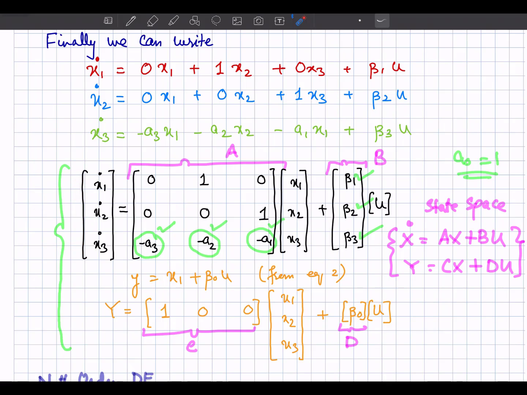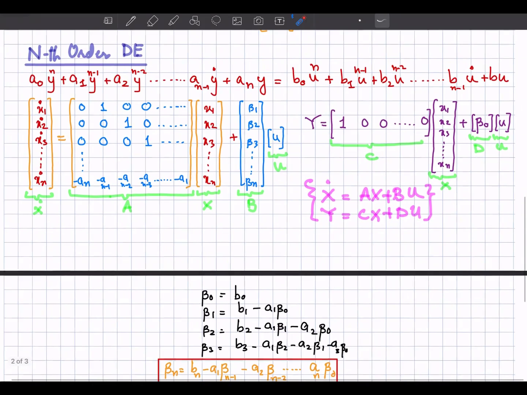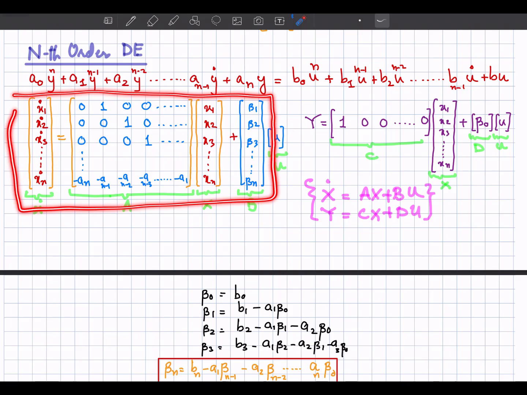So by defining the state variables, we have set all the forcing function derivatives equal to 0, and we have represented the system with first order differential equations, right. So for the nth order differential equation, we can generally define the state space representation like that. So the nth order differential equation is this one. You can see a0, a1, a2 up to an, and then there are the nth derivatives of the forcing function. So this can be represented with the help of this equation, right.